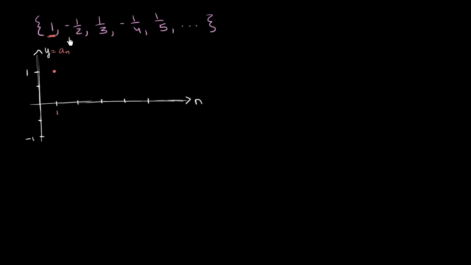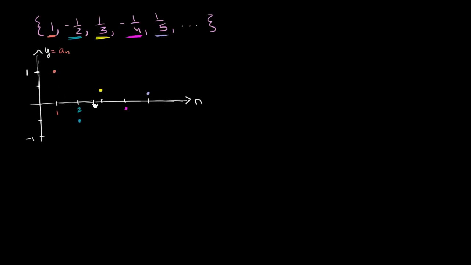Now, when n is equal to 2, a sub n is equal to negative 1/2. When n is equal to 3, a sub n is equal to 1/3, which is right about there. When n is equal to 4, a sub n is equal to negative 1/4, which is right about there. And then when n is equal to 5, a sub n is equal to positive 1/5, which is maybe right over there, and we keep going on and on and on.